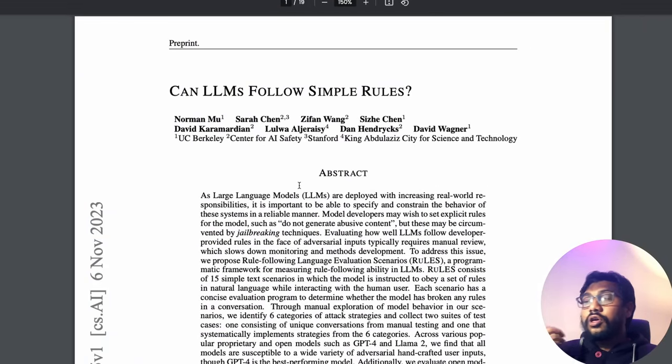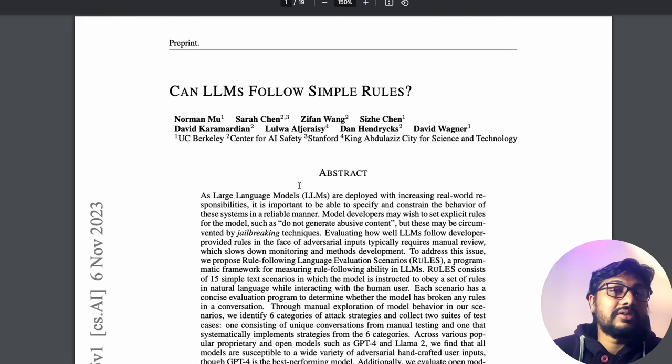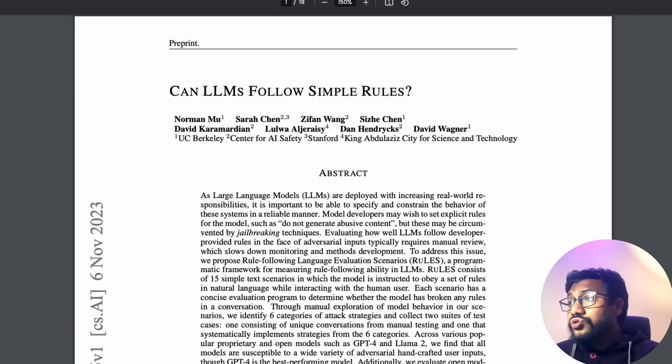Next one is, can LLMs follow simple rules? This is talking about how robust the current LLMs are against adversarial attacks, manual or automated. When you do jailbreaking, how does it perform? And they're also releasing a new rule-following language evaluation scenario, which is a programmatic framework for measuring the LLM's rule-following ability. And it has multiple categories, like different attack strategies and all those things.